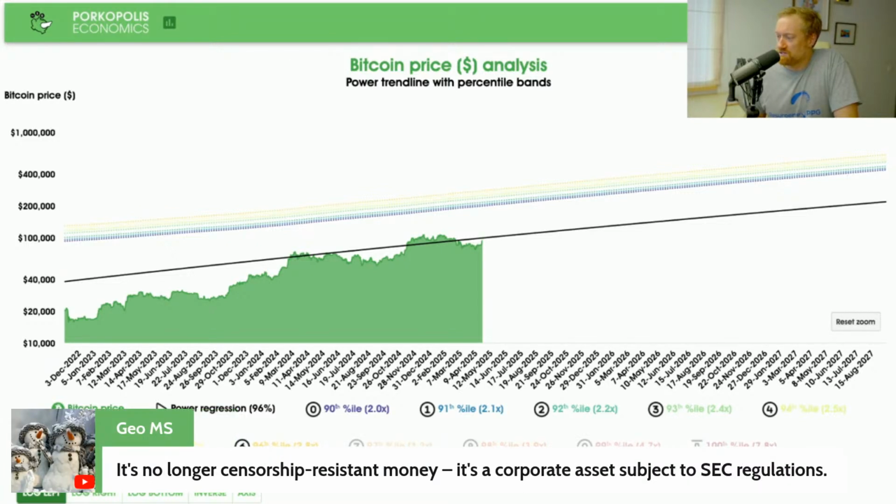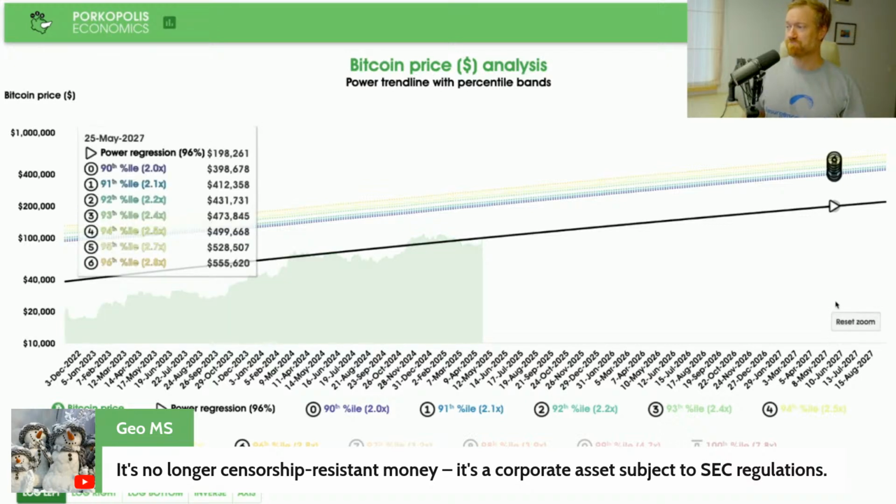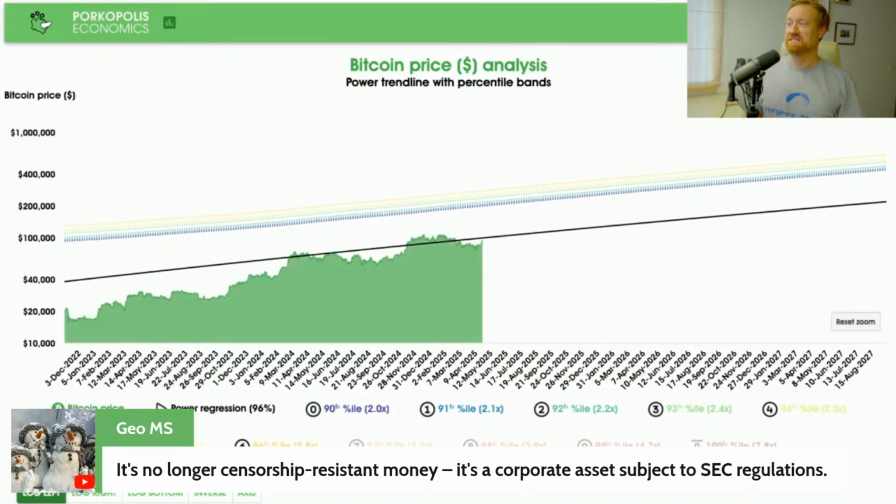It's no longer censorship-resistant money. It's a corporate asset subject to SEC regulations. Yeah, that is the one thing I've been hounding. Ironically, I love the history of free banking and companies taking custody of assets. And, you know, we talked about this in prior streams. Saylor's the best money printer there is. The free market can always print money better than the government. And I actually believe that. But the government's still there, and they're going to still try to regulate and do things that we might not want them to do.